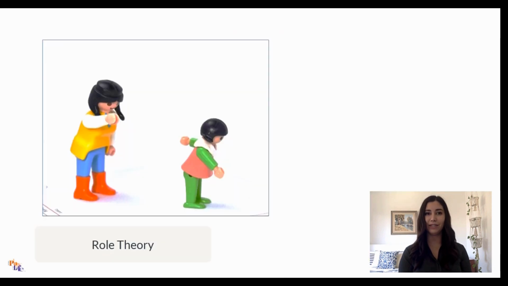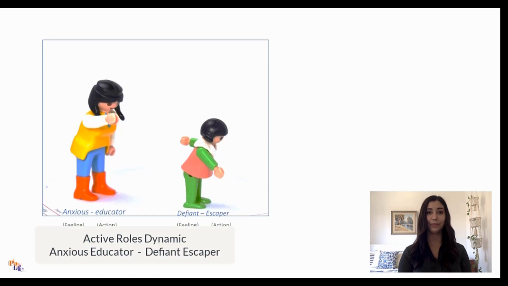In the play of life, we use role theory. Both the feeling and the action are put together, which creates an active role. In Ruth's case, this is an anxious educator. Ruth, looking at Amber from her point of view, describes Amber as a defiant escaper. The role dynamic Ruth believes is an anxious educator and a defiant escaper.